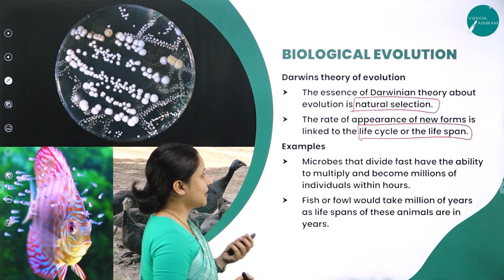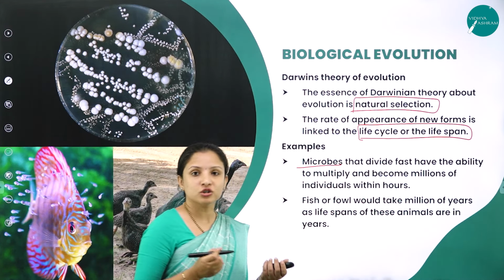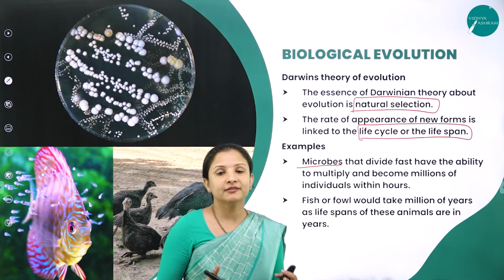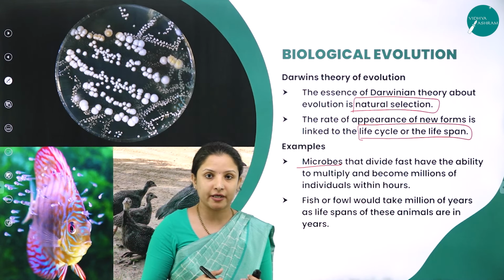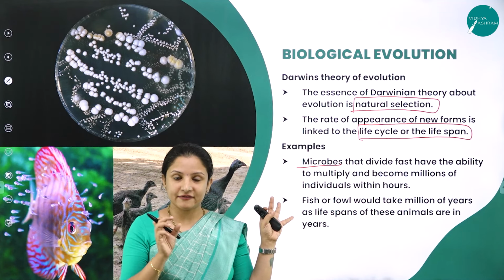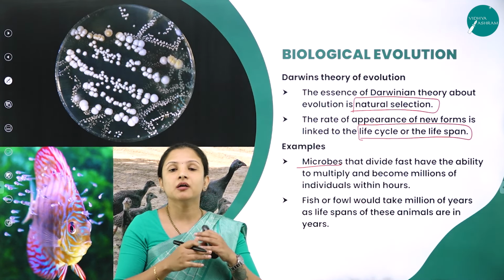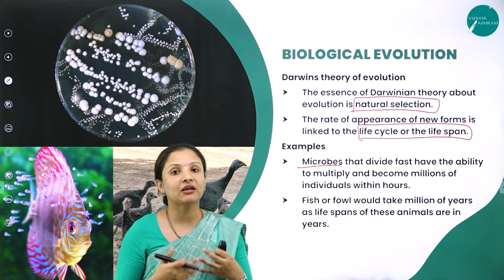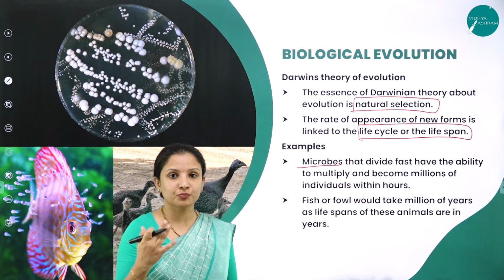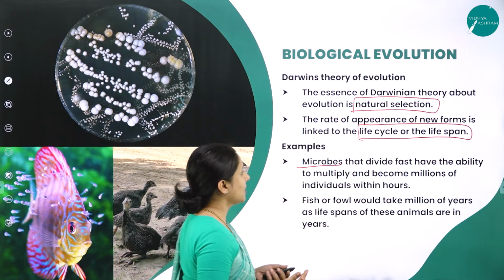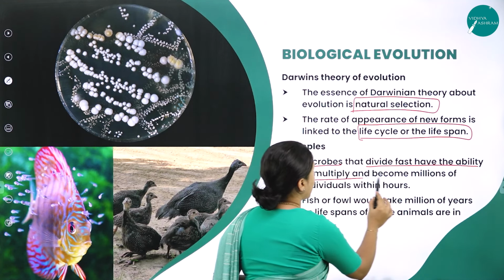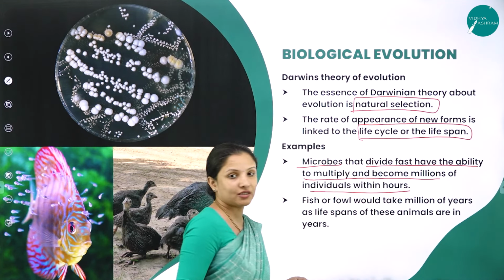Some of the examples are, say, microbes. Microbes are cosmopolitan. We find microbes in large numbers throughout the planet, right? So why did nature select microbes to thrive on this planet? It is because their lifespan is very short, but their reproducing capability is very high. One single microbe can multiply in minutes to produce thousands of new organisms, right? They divide fast and have the ability to multiply and become millions of individuals within hours.